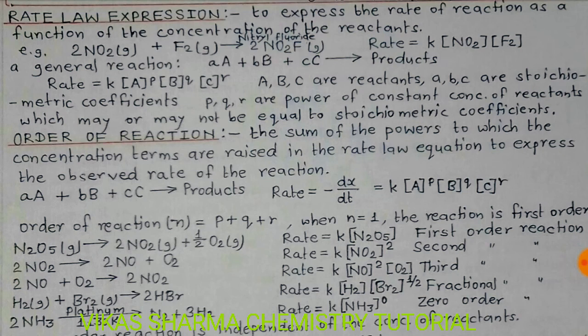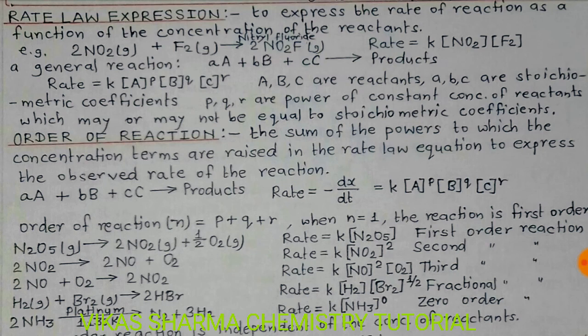So for a general reaction, if a general reaction is given with coefficient values a, b, c, and they are reactants and form only one product, the rate of reaction is equal to k, the rate constant, times the concentration of the first reactant with its power, the second reactant with its power, and the third reactant with its power.